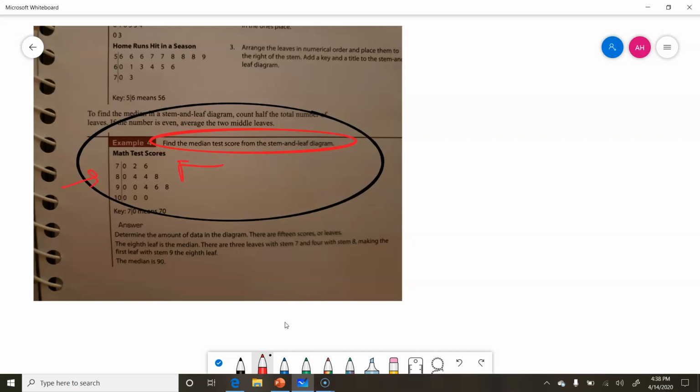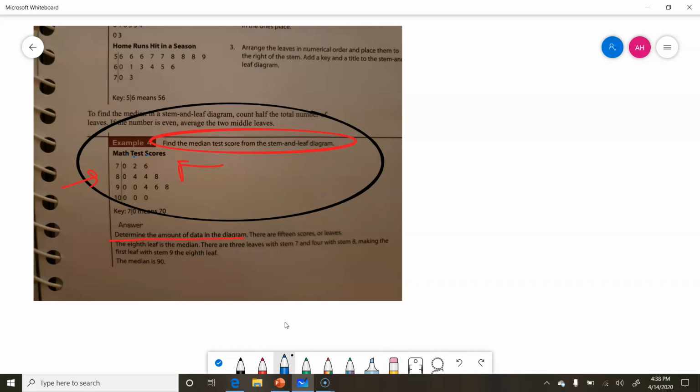They've already made it. So how do we find the median? Well, the first thing we need to do is right here typed out: determine the amount of data. Okay, so I've got to count these. So I'm going to go 1, 2, 3. There's 4. I'm sorry, not 4. There's 3 because you only count the leaves.